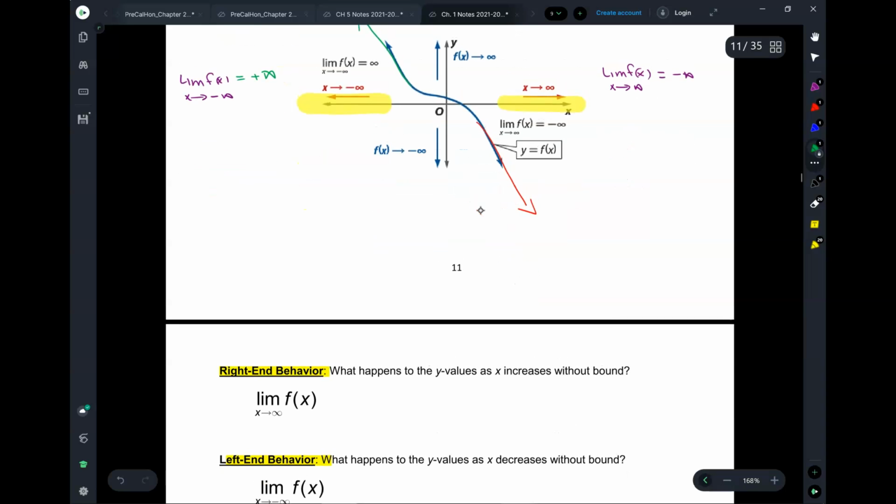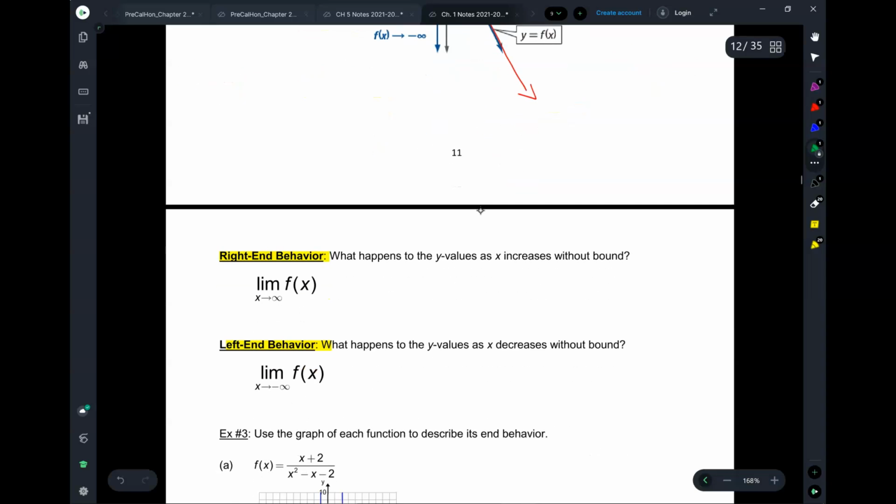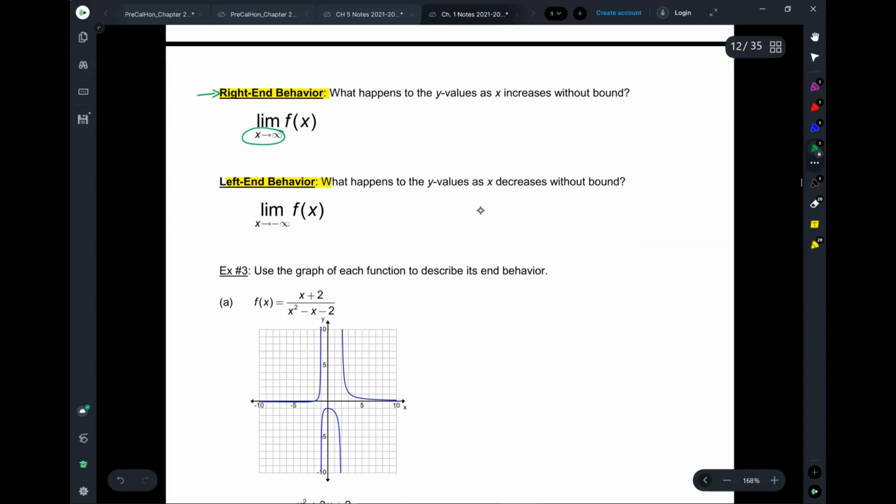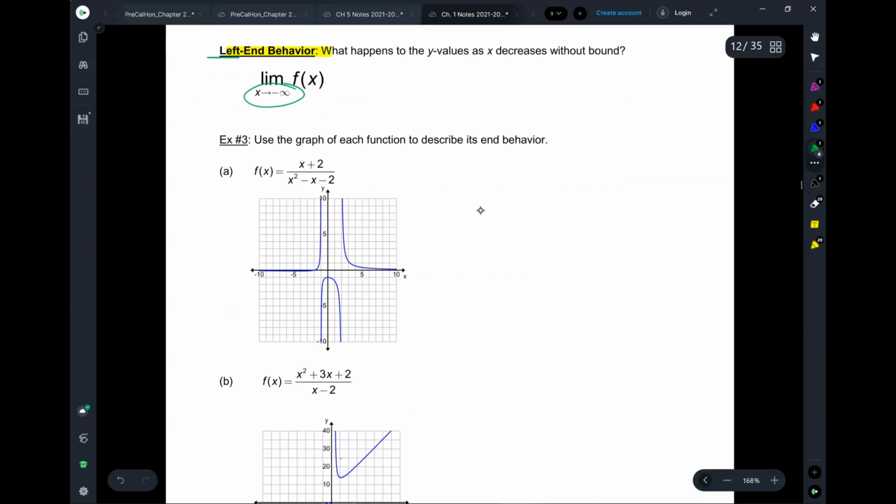Basically, how is the graph behaving at the very right or at the very left? So when we talk about right end behavior, that's the limit as x approaches positive infinity to the right. When we talk about left end behavior, that's the limit when x approaches negative infinity to the left. Okay, so let's take a look at this.